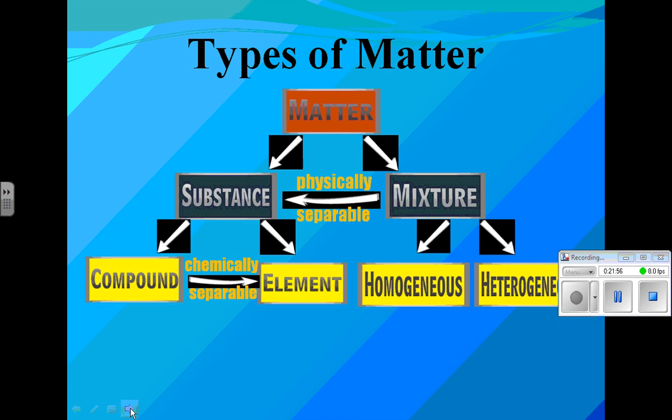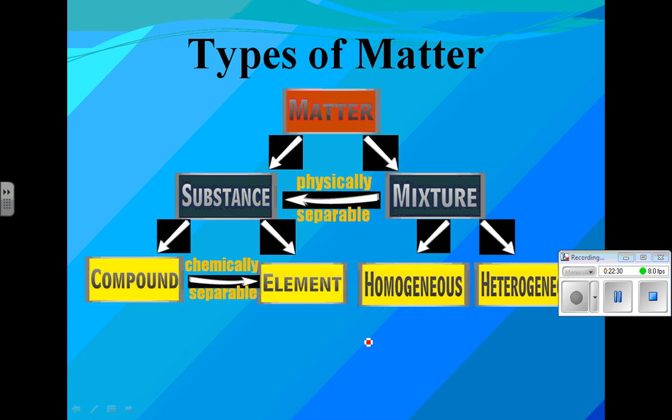Now, you do need to take a little bit of time and fill in this flow chart. This would be where I would make sure that we pause this video and allow you to fill in the flow chart accordingly. So you start with matter in the top square, then you're going to have a substance and a mixture in those middle two squares, and then on the substance side under it you're going to have a compound and an element, and then underneath the mixtures you're going to have homogeneous and heterogeneous.